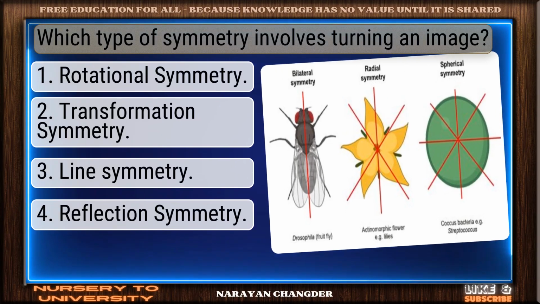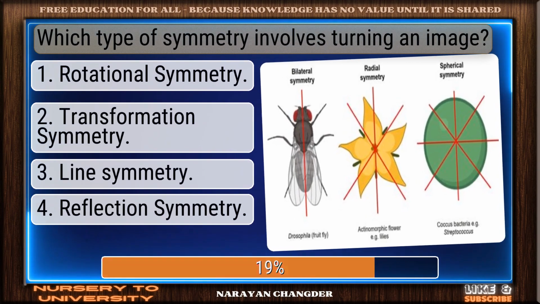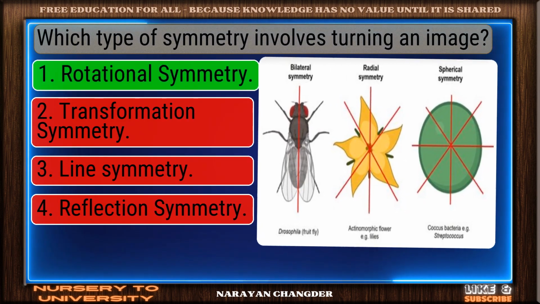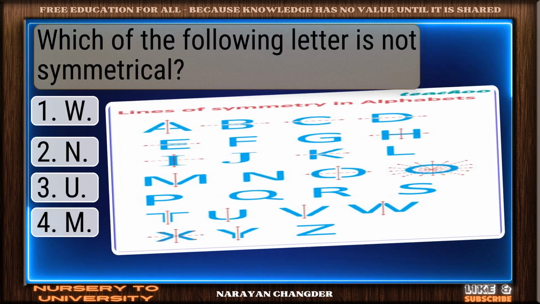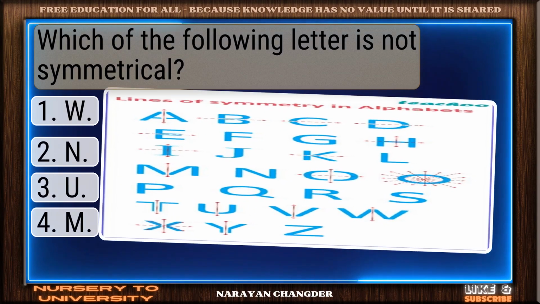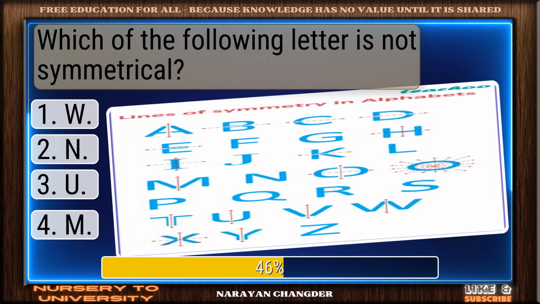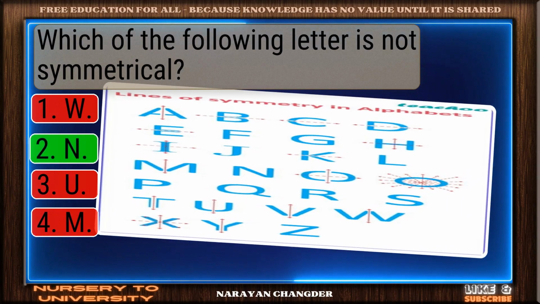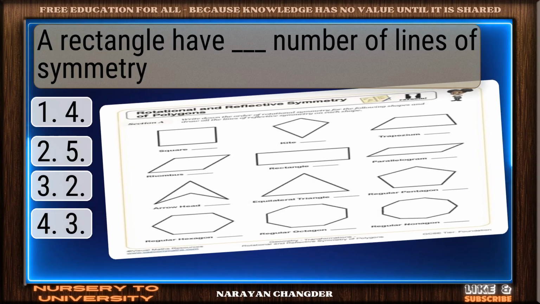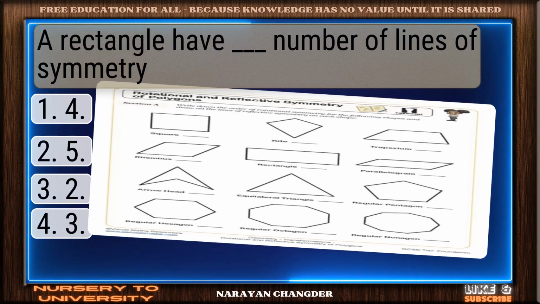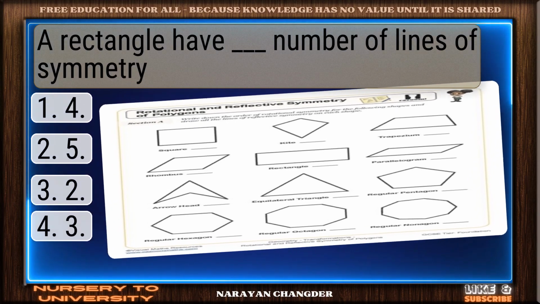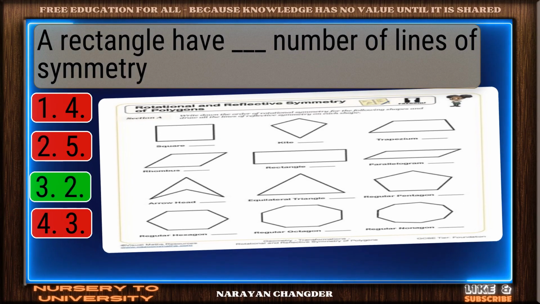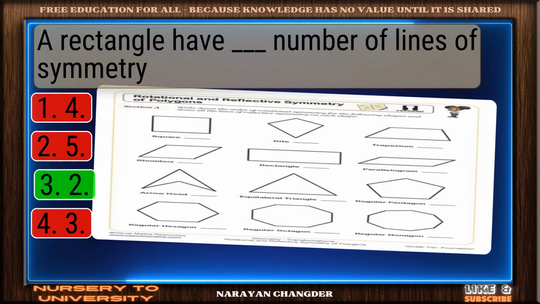Which type of symmetry involves turning an image? Nice work. You chose rotational symmetry and it is correct. Which of the following letter is not symmetrical? Nice selection. N is the correct and valid answer. A rectangle have dash number of lines of symmetry. Excellent choice. 2 is the right answer.